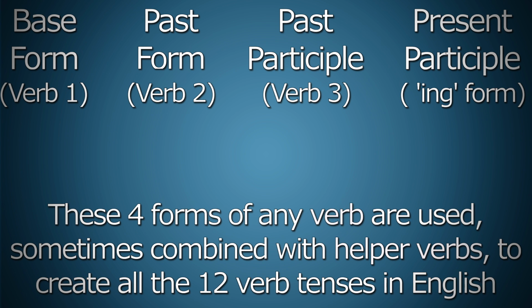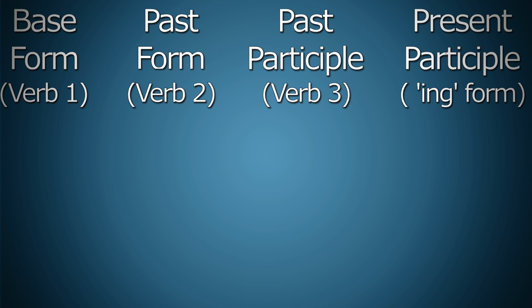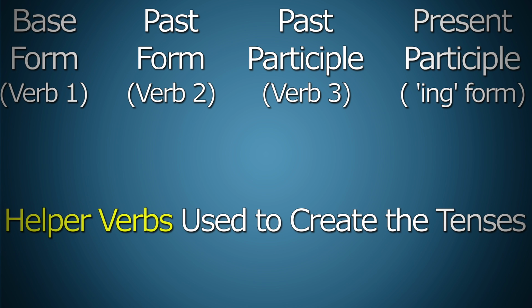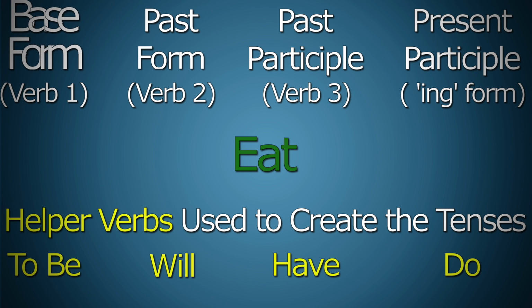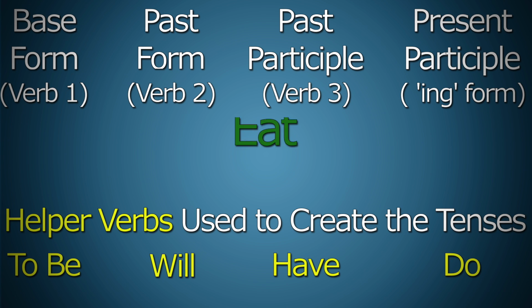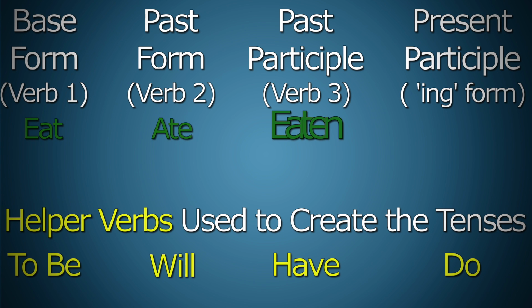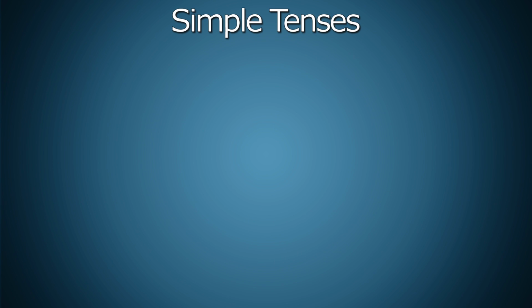These four forms of any verb are used, sometimes combined with helper verbs, to create all the 12 verb tenses in the English language. The helper verbs that are used to create the tenses are to be, will, have, and do. Let's use the verb eat to help show how the tenses are formed. First, let's show all the four forms of eat. Eat, ate, eaten, eating. Now, let's start by making the simple tenses.